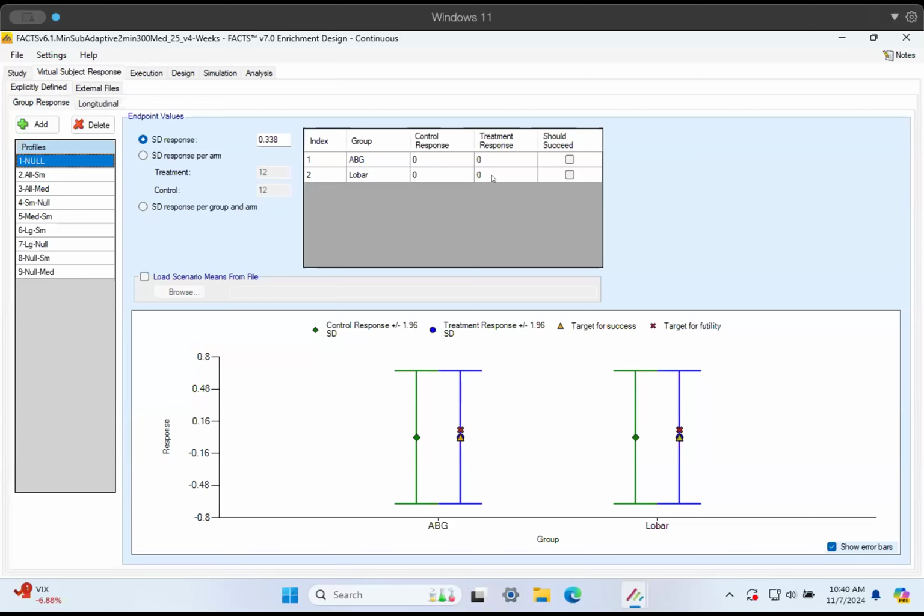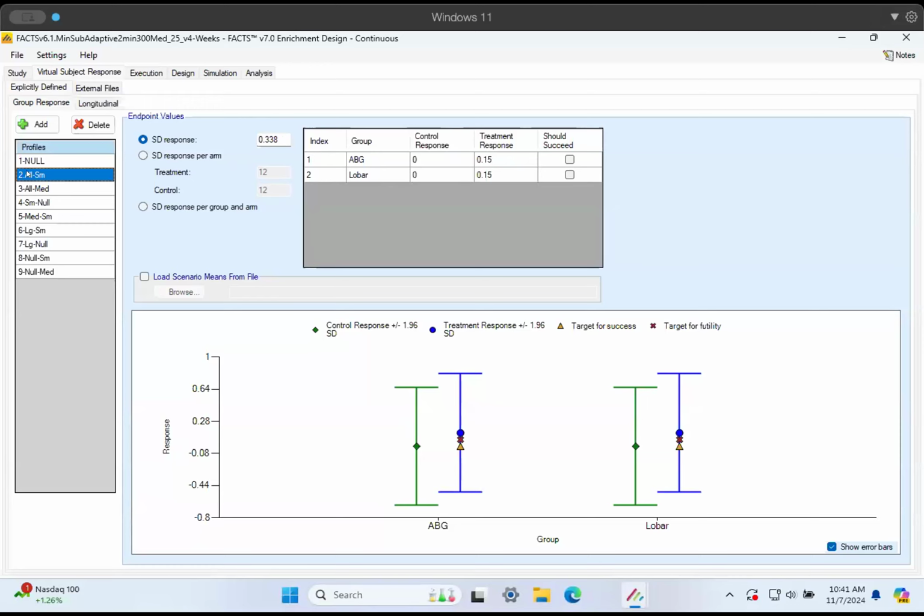What we do need to worry about for the null, these are all going to be 0 because we're specifying the null profile. What's really important here is the standard deviation. So this is on the utility weighted scale. We're using a standard deviation of 0.338. This was developed based on historical data, collaboration with clinicians, and so forth. And one thing I always do when I'm using FACTS is I make a new profile and I forget to update the standard deviation. So make sure when you're doing this, you change the standard deviation in every profile you make. It doesn't carry through.